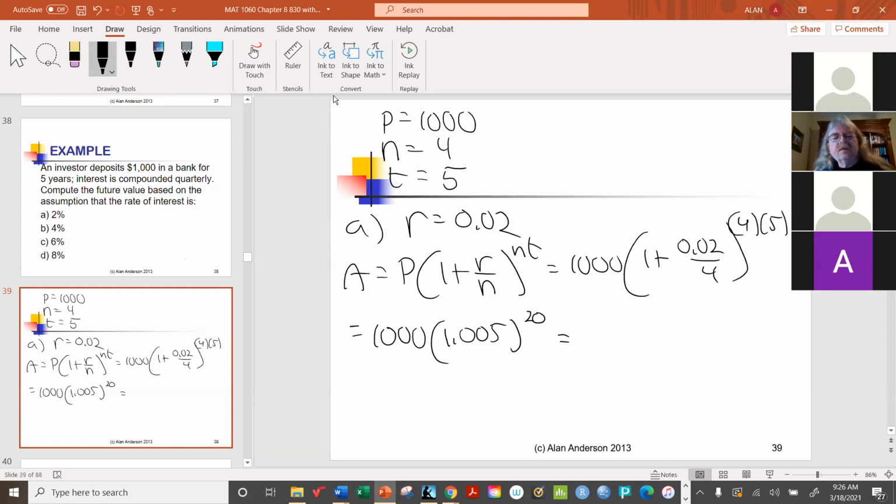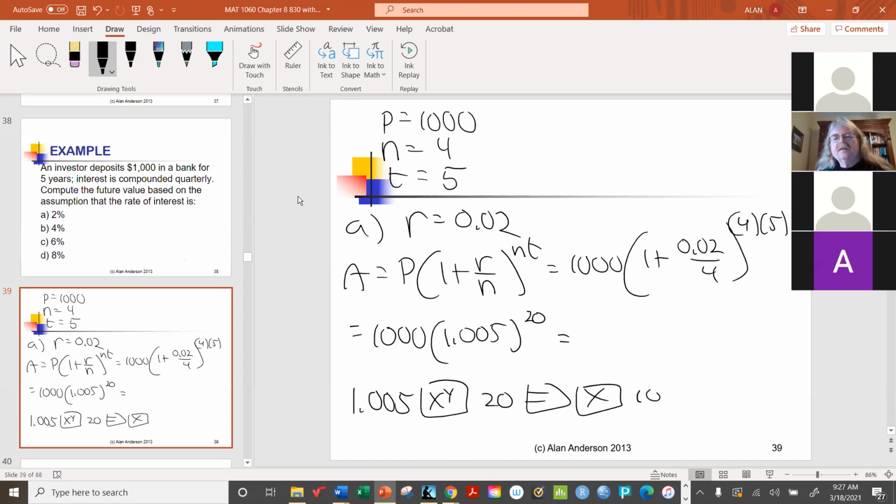So on the calculator, you would do it as 1.005 exponent 20 equals times 1,000 equals, and if you go through all those steps, you should have 1,104.90. All right, so we start with 1,104.90.